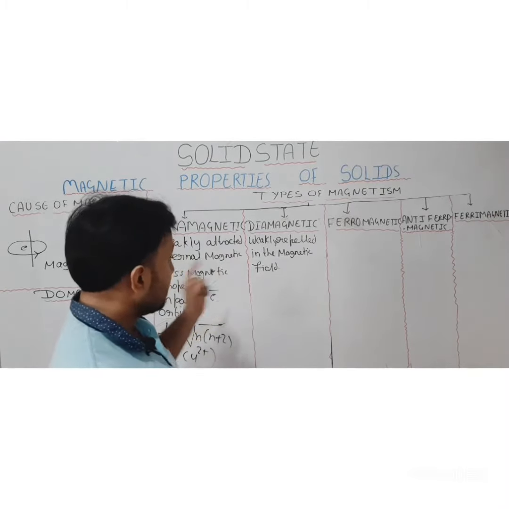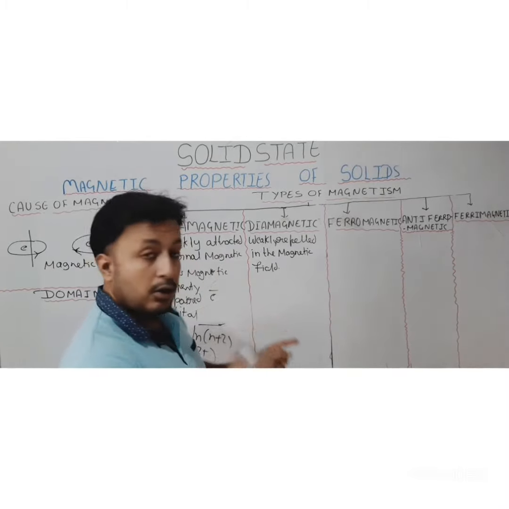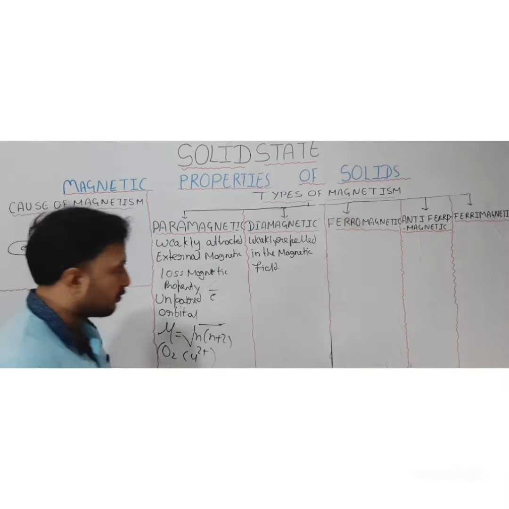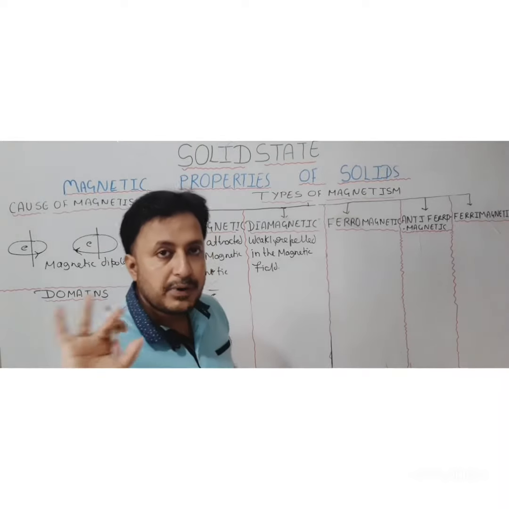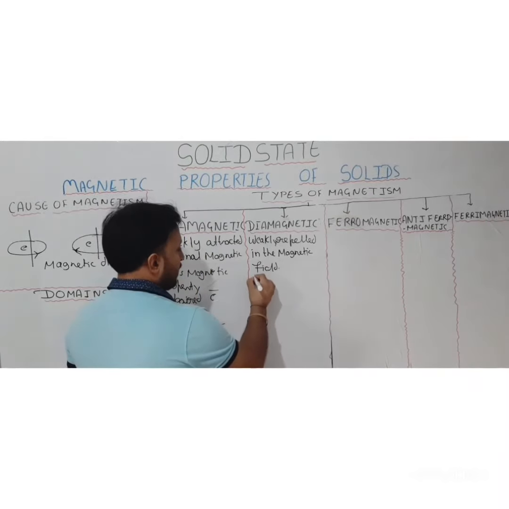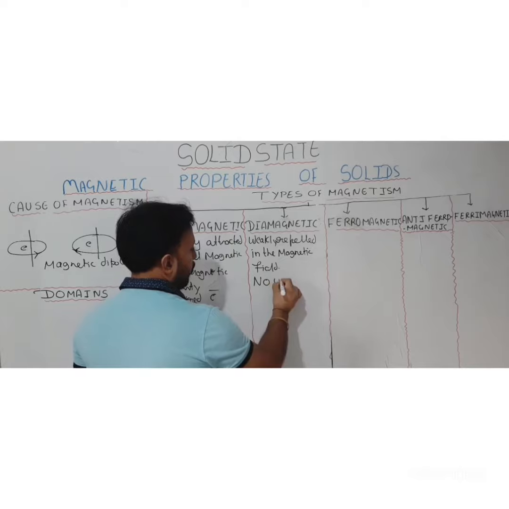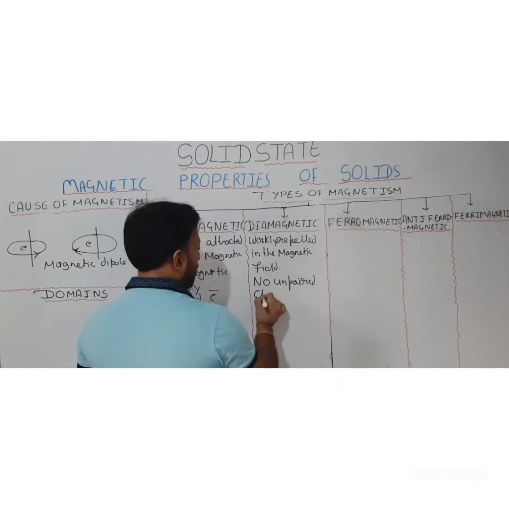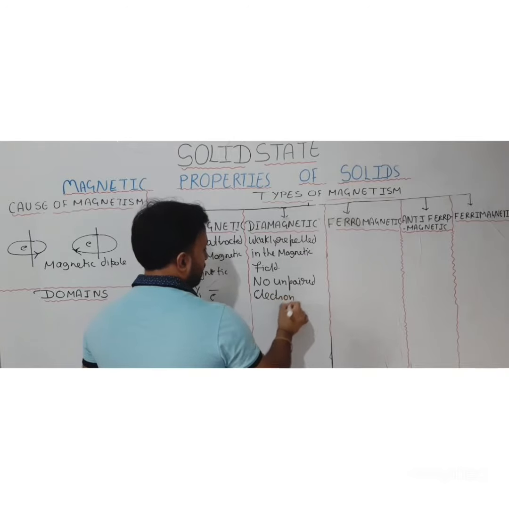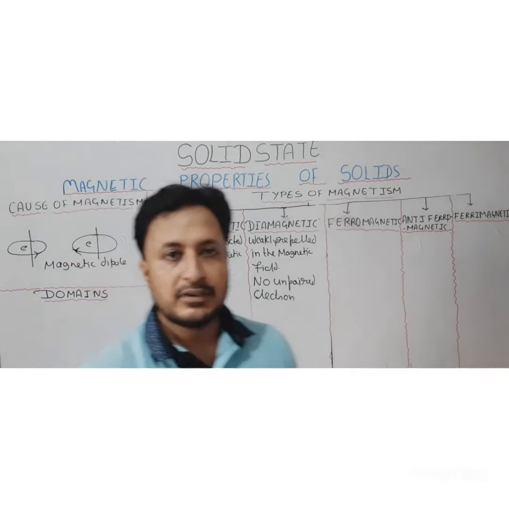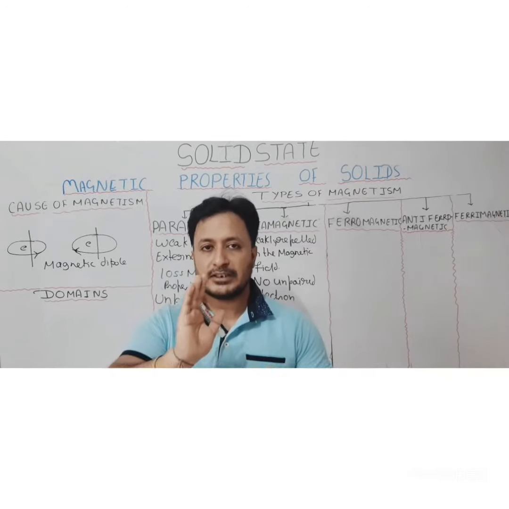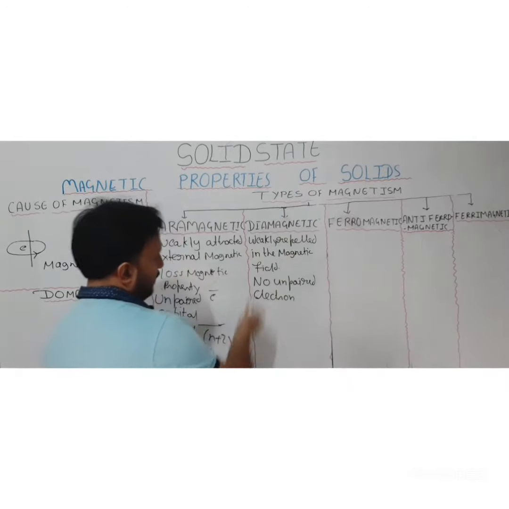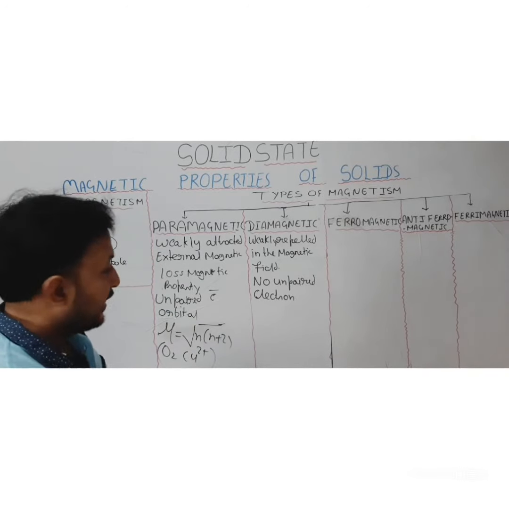Such substances have no unpaired electron, unlike paramagnetic substances, which have at least one unpaired electron. Their orbitals have no unpaired electrons. No unpaired electron means that all the electrons present in the orbitals are paired with opposite spin, like one clockwise and the other anti-clockwise. Because of that, these properties belong to the diamagnetic substance.